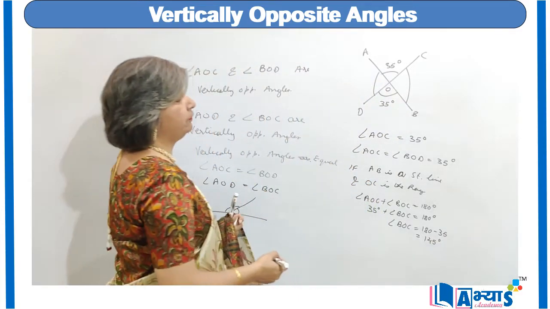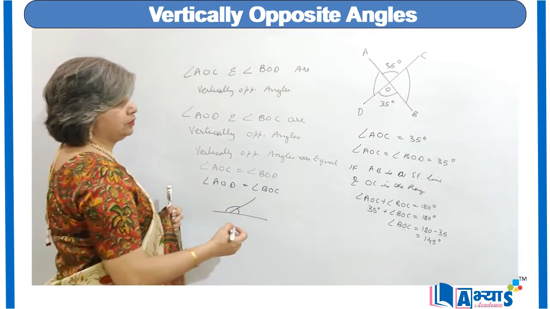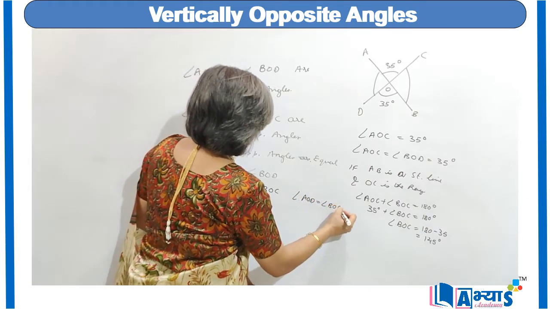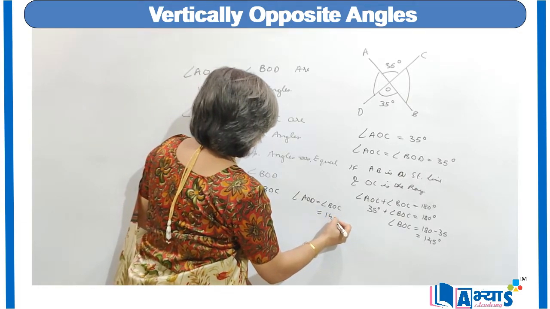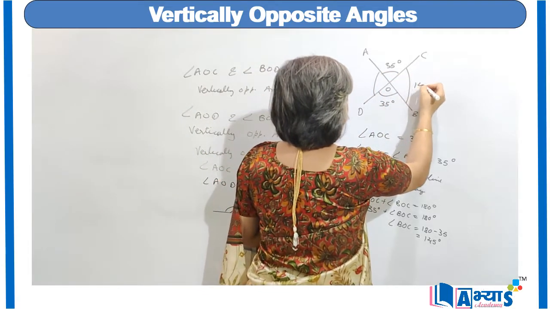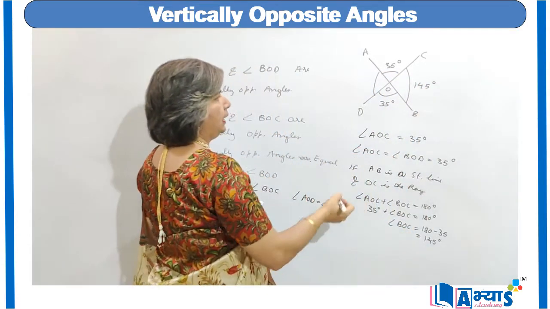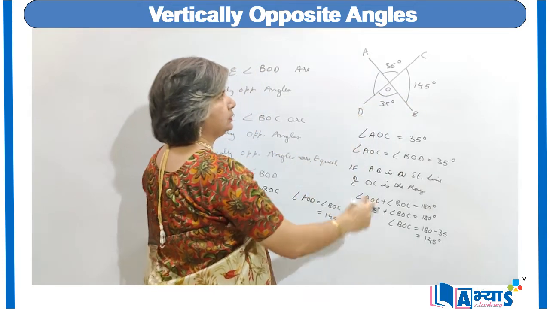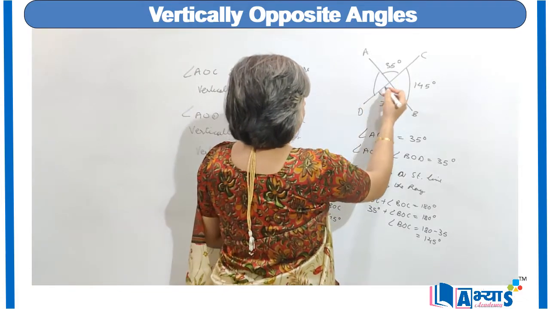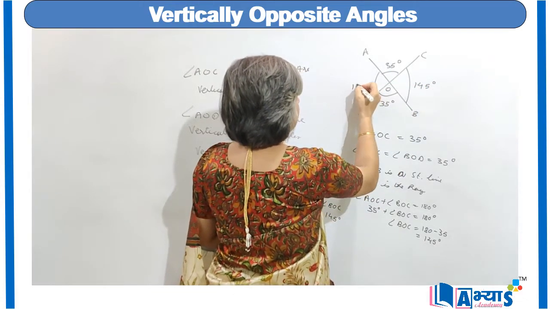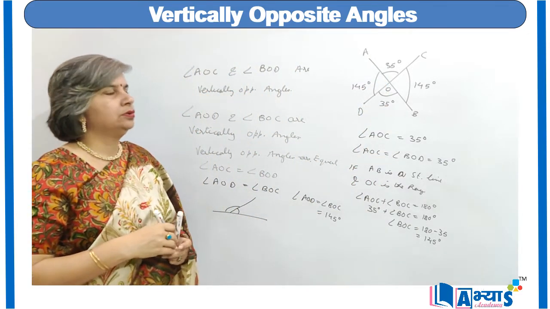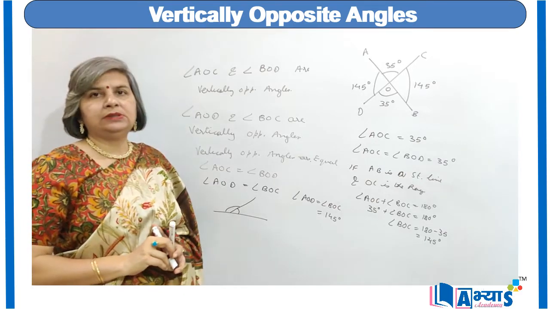So this is how we can find angle BOC, and we know that angle AOD is equal to angle BOC, vertically opposite angle, so it is also equal to 145. So we can say the angle AOC is 35, then angle BOC is 145 degrees, and BOD is 35 because it is vertically opposite to angle AOC, and angle AOD is equal to angle BOC because they are also vertically opposite angles, so angle AOD is also equal to 145. So this is how we can find the angles.